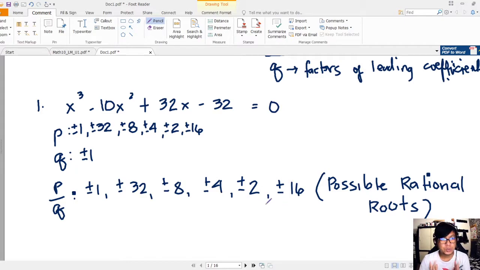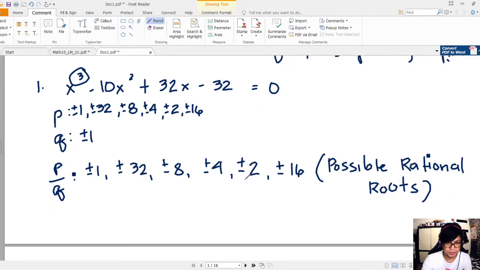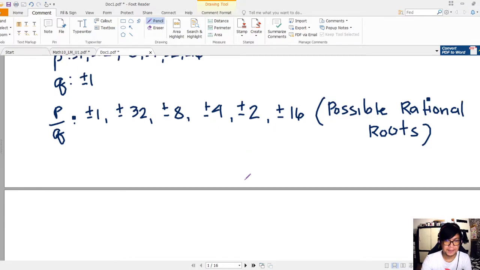So we're going to choose, ilan ba yung hinahanap natin na real roots? Diba ang degree of our polynomial expression is 3. So ibig sabihin, we're going to find at most 3 real roots. So tatlo yung hahanapin natin. Out of these 12 possible rational roots, pipili tayo ng tatlo na real roots. In what way?